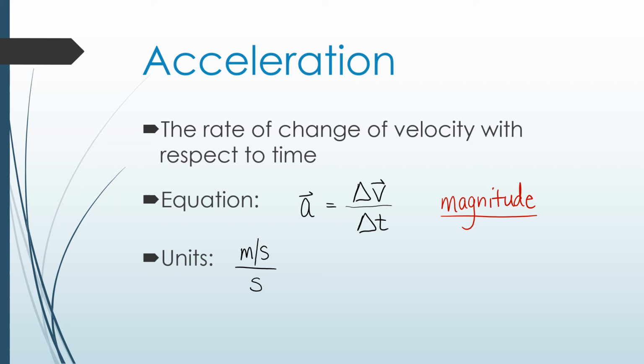Now, having a fraction within a fraction is never a great idea. So we're going to simplify that by writing it as meters per second times 1 over seconds. We learned in math class that that's the same thing as this fraction here. And so we can simplify this statement to say meters per second squared. And so meters per second squared is our standard unit for acceleration.